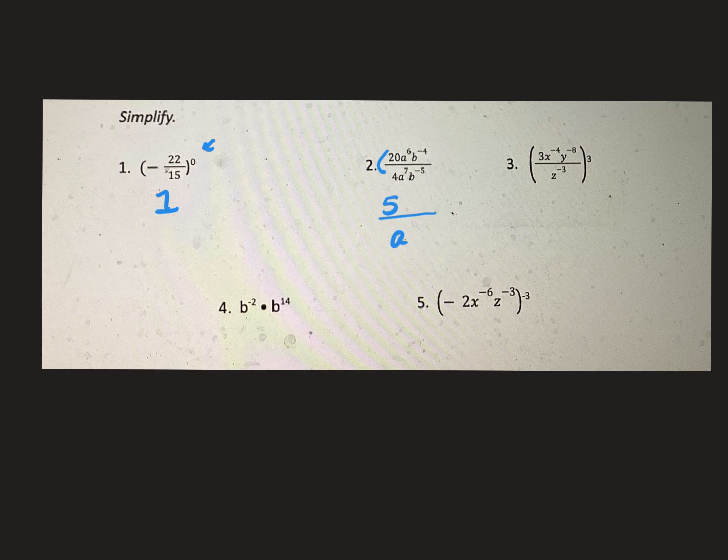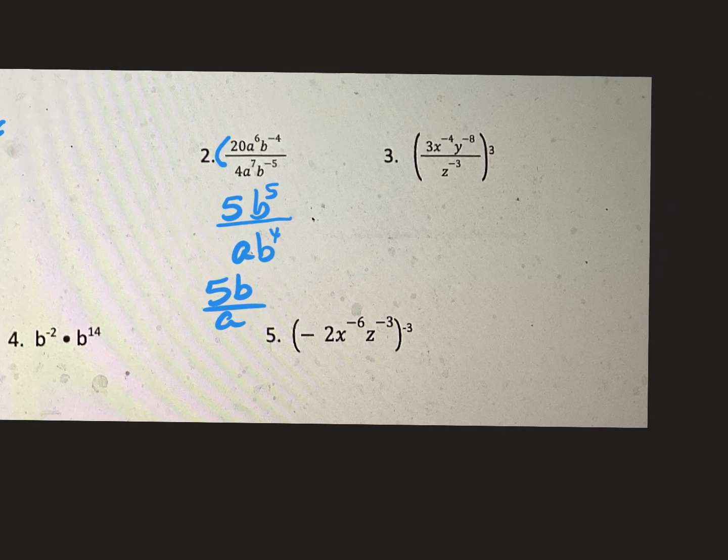The B's are both negative, so I'm going to flip those. I'm going to put the B to the fifth on the top, the B to the fourth down below, and then to finish up, now the bigger B is on the top, so it's 1 bigger, so I'm going to say 5B over A. That's it. All right, number 3.